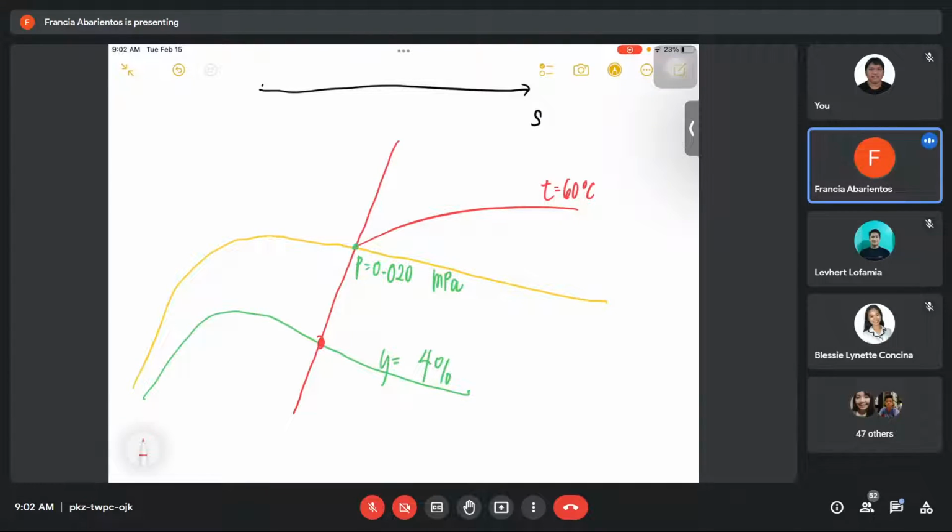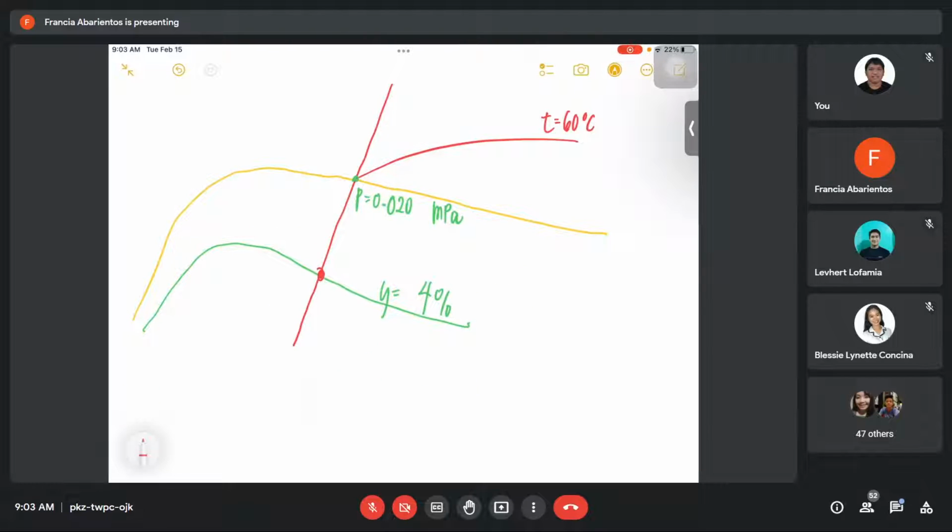Naintindihan ba si ma'am? Nakuha ba class? You have your 4% here, and from that point, yung 60. So, we have now the pressure line. Sundin mo lang yung pressure line na yun kung saan sila nag-intersect. So, 4%. Ayun, nakuha na natin yung point. Makikita nyo, class, sa gitna siya. Tama ba si ma'am? Makukuha mo yung answer natin na sa gitna. But, we can estimate now the enthalpy.